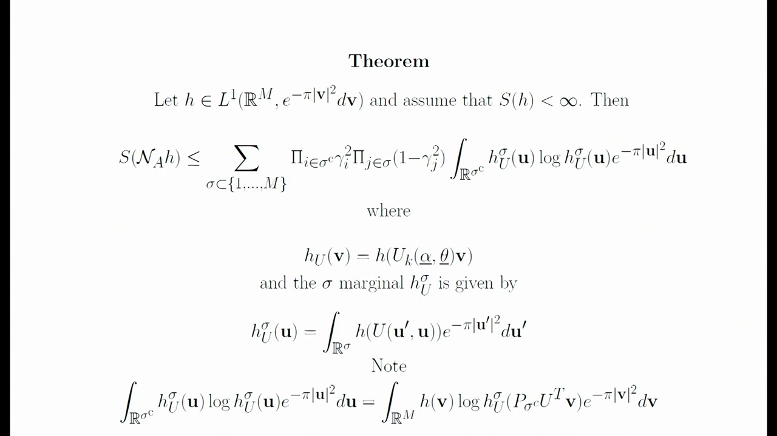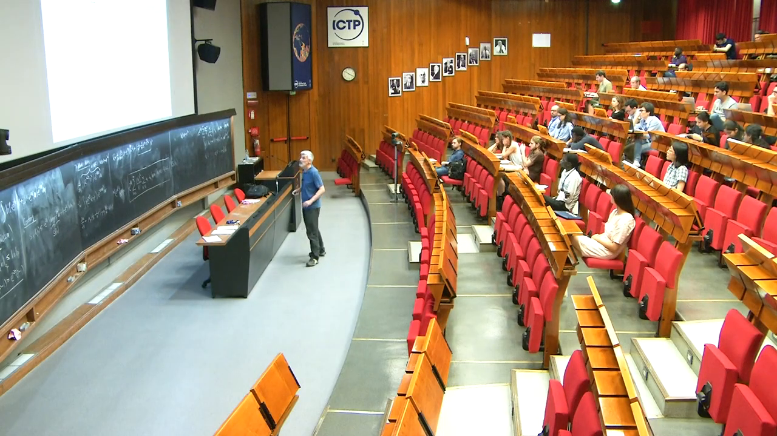You write this, and this is a complicated function. You multiply by the log, you integrate against the u, but you have to integrate it now in the remaining variables, which is an R sigma complement. Okay? So this estimate you can get. This is just a repeated application of Nelson's theorem, but you have to be a little bit careful.